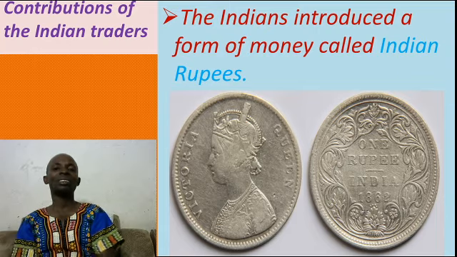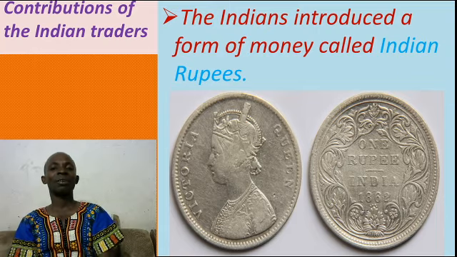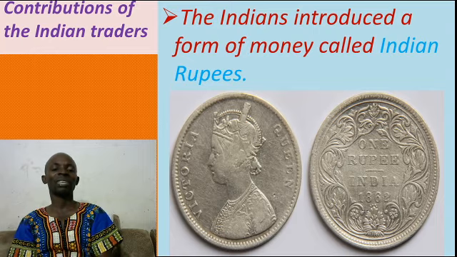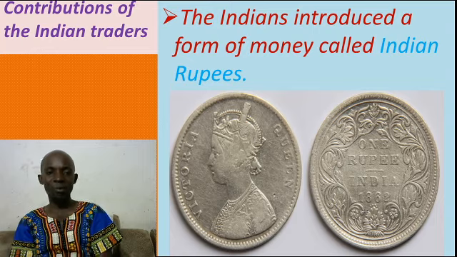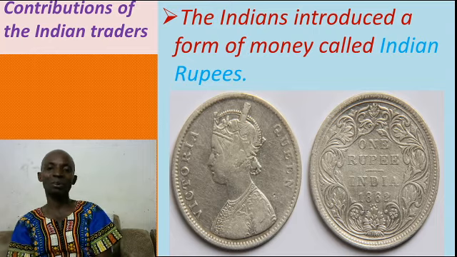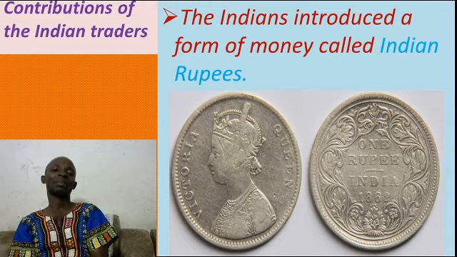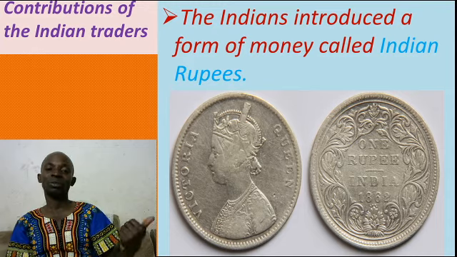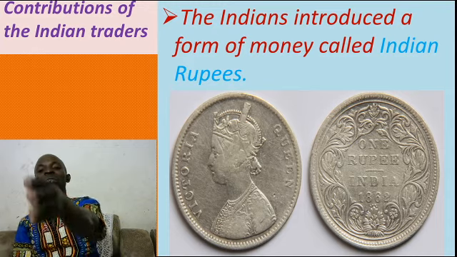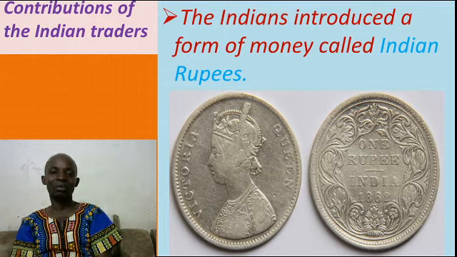One, the Indians introduced a form of money called Indian rupees. Spelling of rupees, be careful. I will ask you tomorrow to spell the word rupees. Arabs introduced cowrie shells. Indians introduced rupees. They are there, the coins of the Indians. Those were the Indian rupees.